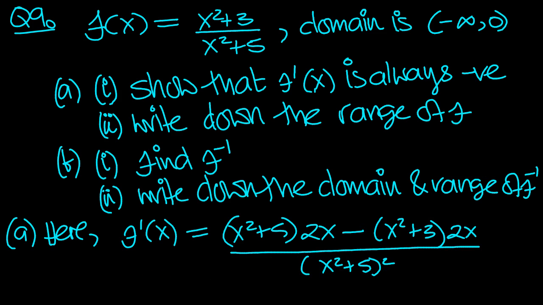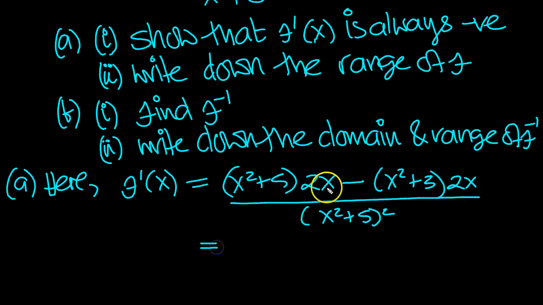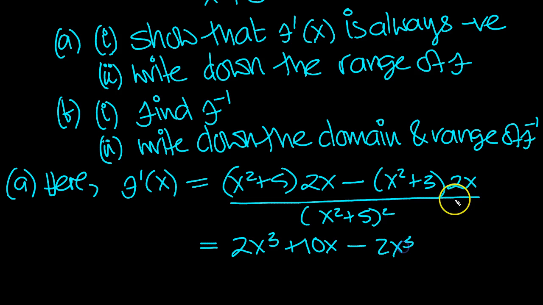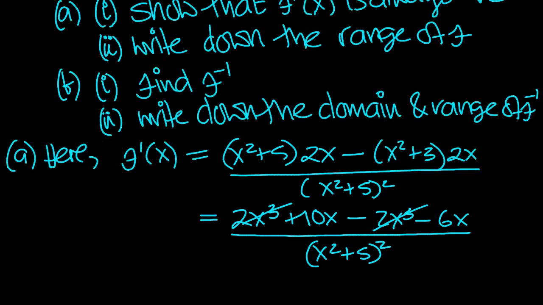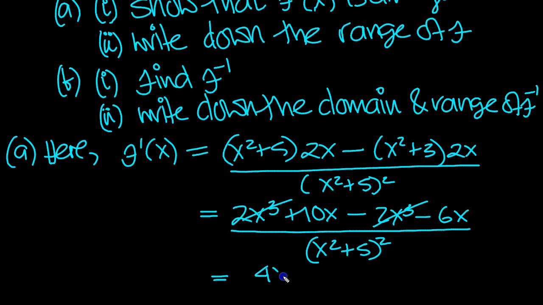So that equals then, we've got 2x cubed when we expand the bracket, plus 10x there, minus 2x times x squared is minus 2x cubed, and then 6x with a minus, so it's minus 6x, all over x squared plus 5 squared. So the 2x cubes cancel. We get 4x over that squared, equals 4x over the x squared plus 5 squared.